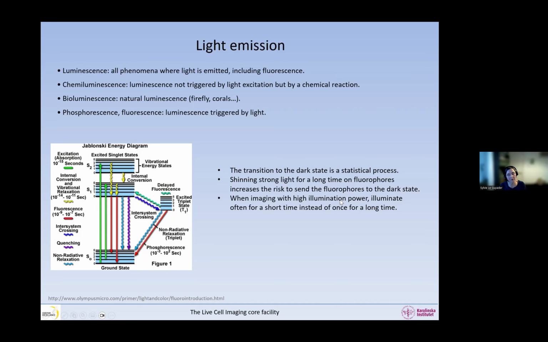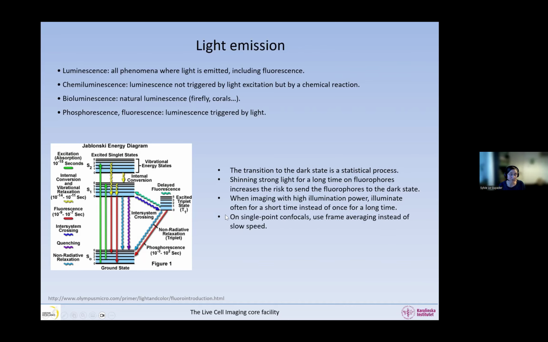So when we image with high laser power, it is better to go for a high illumination power and very often and short time, more than going for a long time. Because when you go for a long time, statistically, you will send quite a lot of your fluorophores to the dark state. So it's better to have a high illumination power for a short time than a low illumination for a long time. And this is something that is important for us to figure out, what do I do? Do I increase 10 times my laser and go very, very short, or do I do the opposite? It's better to actually have a high laser power for a short time.